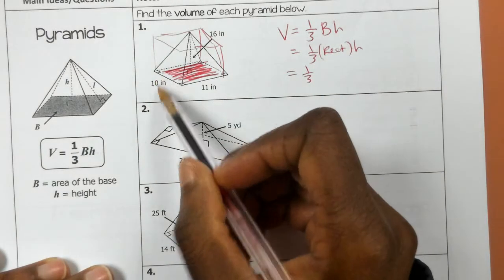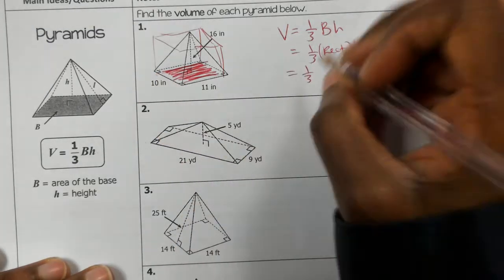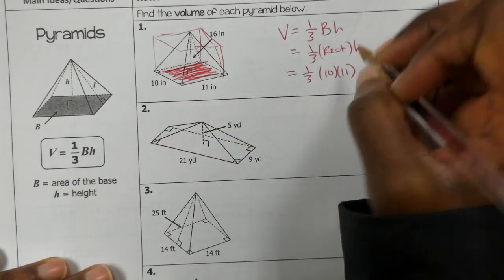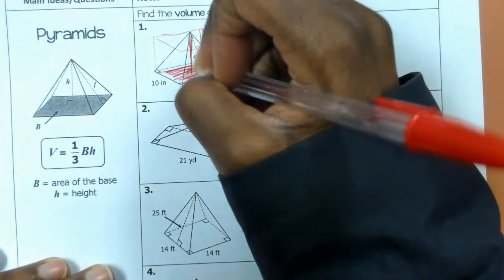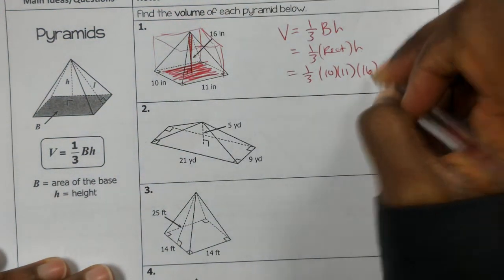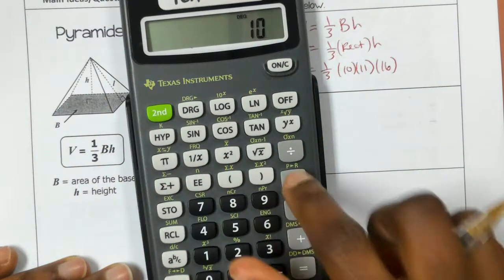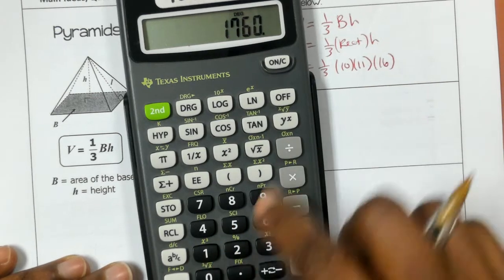The rectangle's dimensions are 10 by 11, so I'm going to put in 10 times 11 here. And then the height of the prism is 16, so that's how tall it is. Okay, so I'm just doing 10 times 11 times 16 divided by 3.